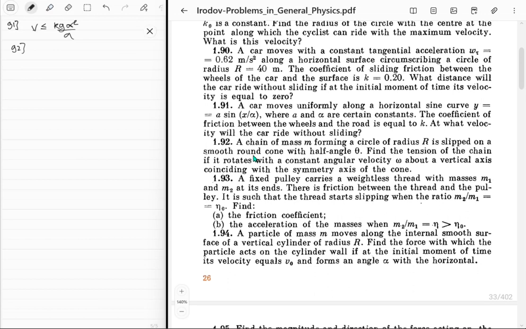Problem 92: a chain of mass m forming a circle of radius r is slipped on a smooth round cone with half angle theta. Find the tension of the chain if it rotates with constant angular velocity omega about the vertical axis coinciding with the symmetry axis of the cone. Slipped on, okay, so it's put on this cone. So this is the chain, for example, like this.